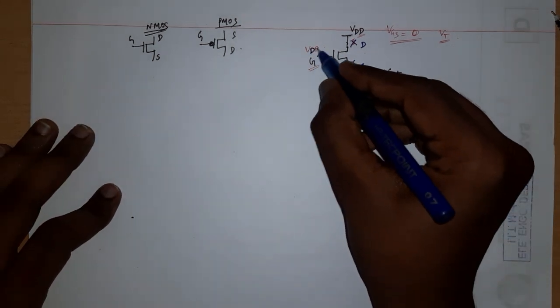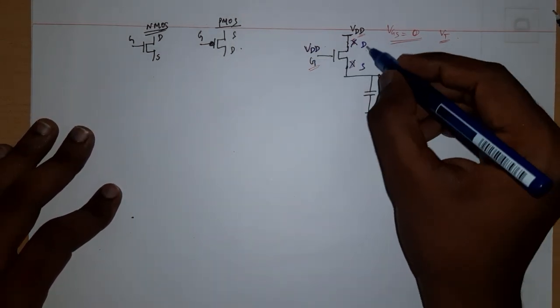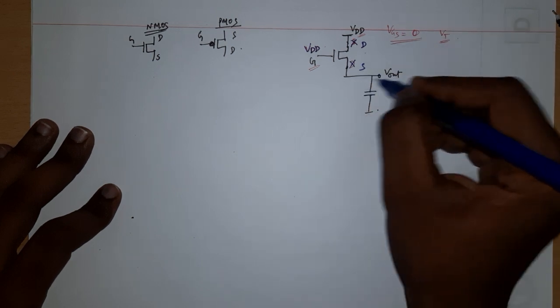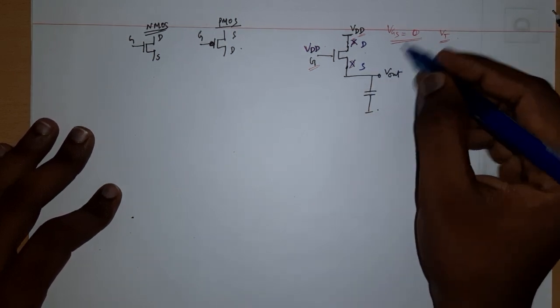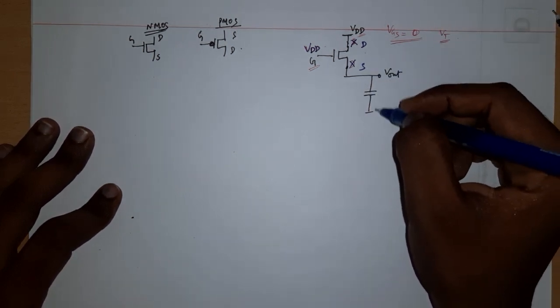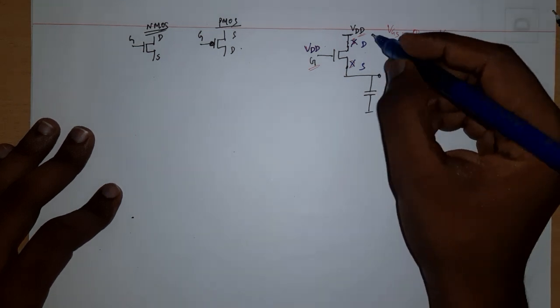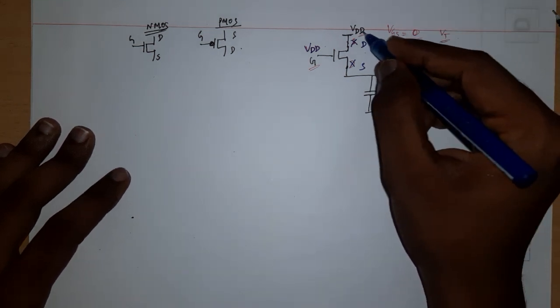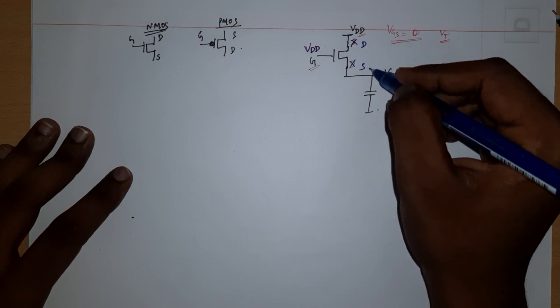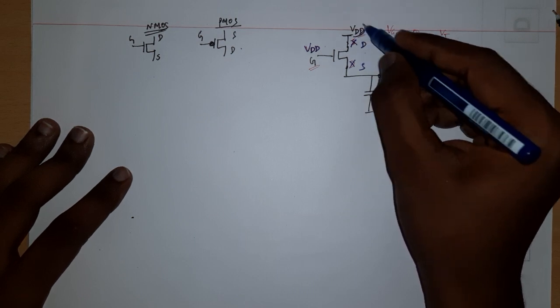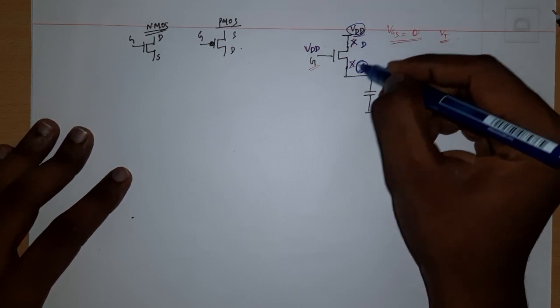So again you give a VDD here, and now this is drain and this is source. And of course, assume that source voltage is initially at 0. This capacitor is completely discharged, initially at 0. So now the voltage from the drain will start appearing at the source.